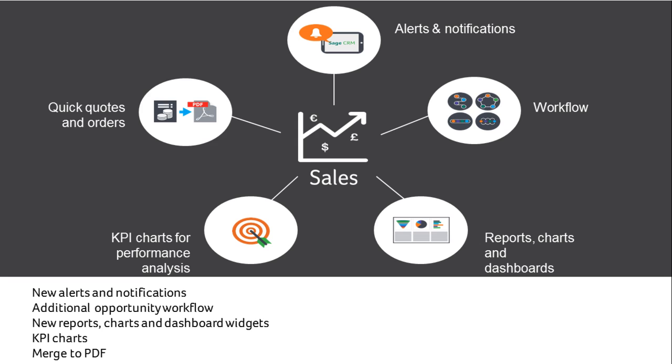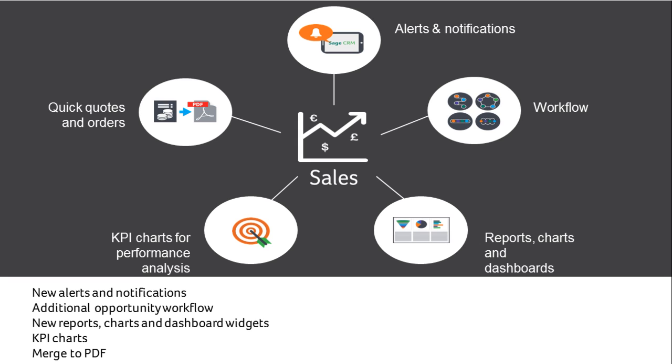But amongst the changes introduced in Sage CRM 7.3, there are new alerts and notifications. We're going to see that there's a whole set of really new escalation rules, as there is an additional opportunity workflow. We'll find that there are changes to the existing opportunity workflow, as well as new reports, charts, as well as chart types. So it's important to realize that there are new chart types which have been added within 7.3, and there have also been new example dashboard templates, as well as a very useful feature which is the merge to PDF. So there are extensive changes made in Sage CRM 7.3.